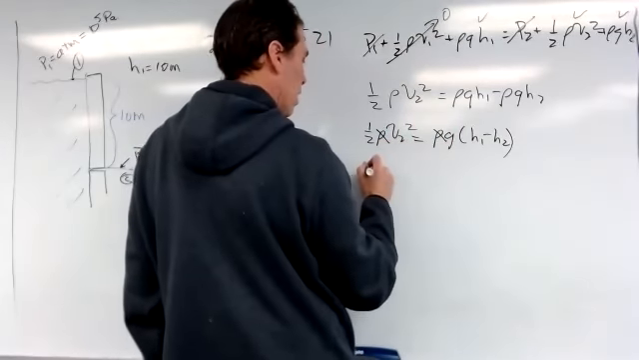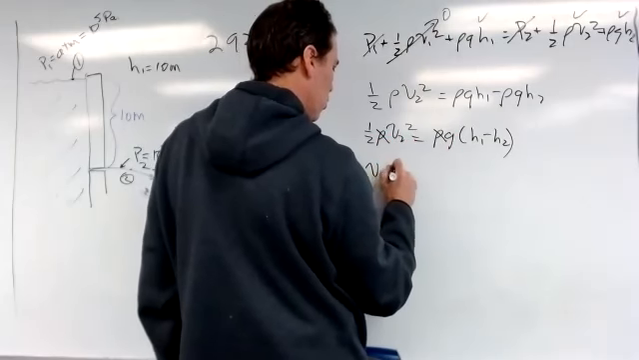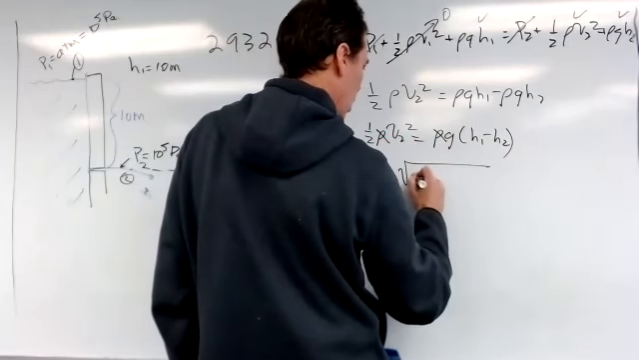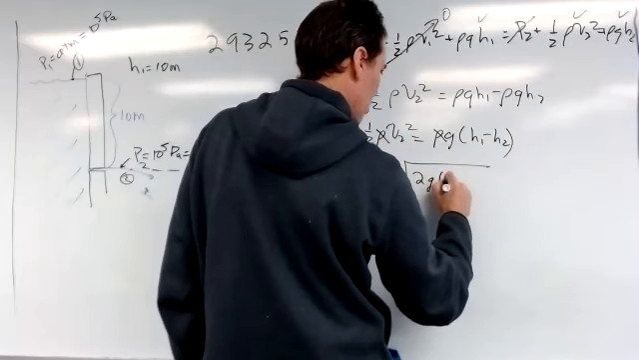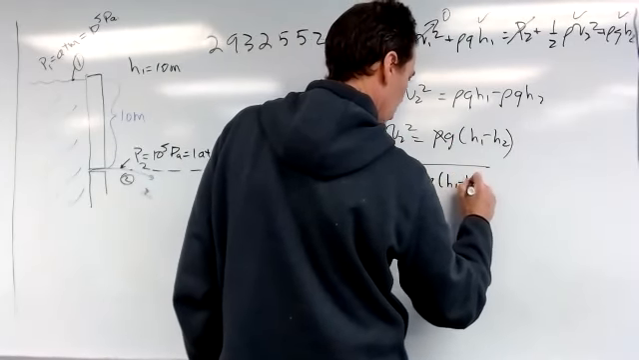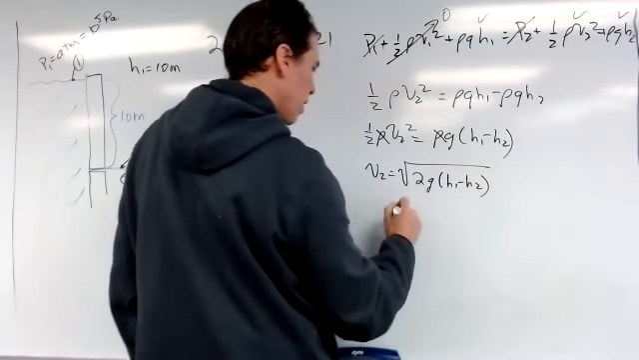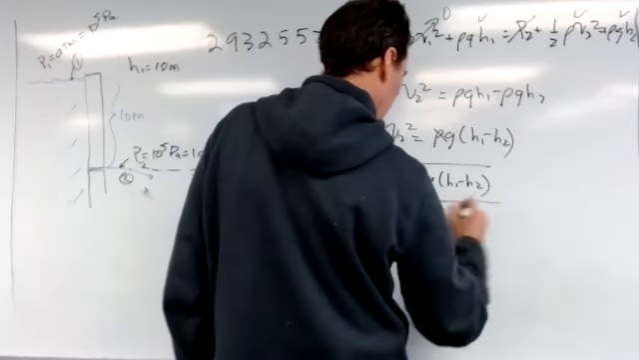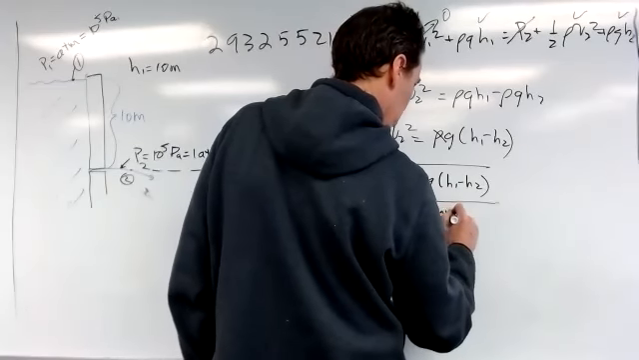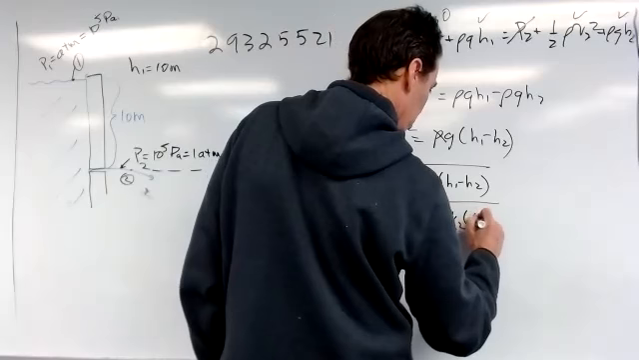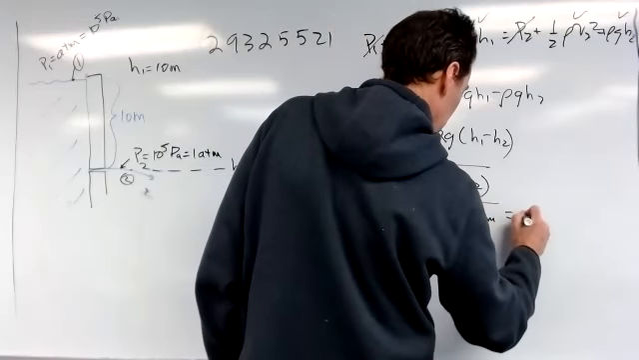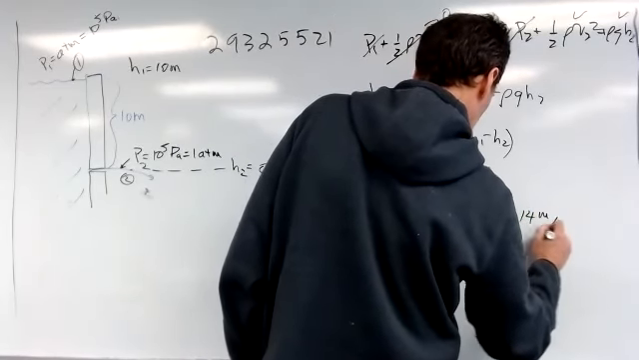The rhos cancel. And so I get V2 is equal to the square root of 2g times (H1 minus H2), which is the square root of 2 times 10 meters per second squared times 10 meters. It's about 14 meters per second.